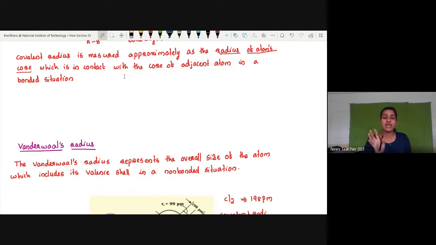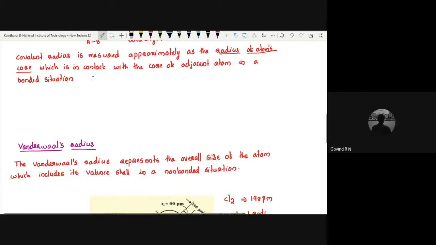So what is covalent radius? Covalent radius, it's simply the radius of a non-bonded atom. Or we will measure the covalent radius in the case of non-bonded situation. It is representing the overall size of an atom. Sorry, I think I told the wrong thing. It is van der Waals radius. Yeah. Let's leave it. Is it clear? Yes, ma'am. I hope it's clear.